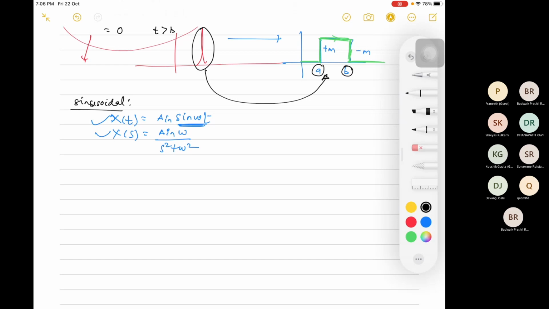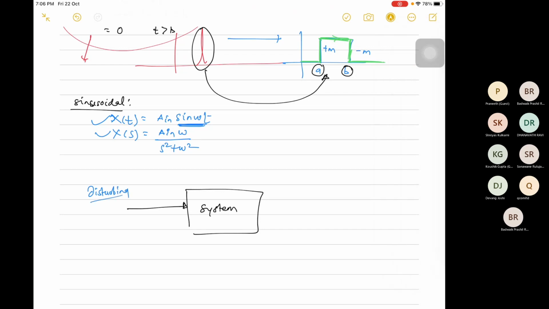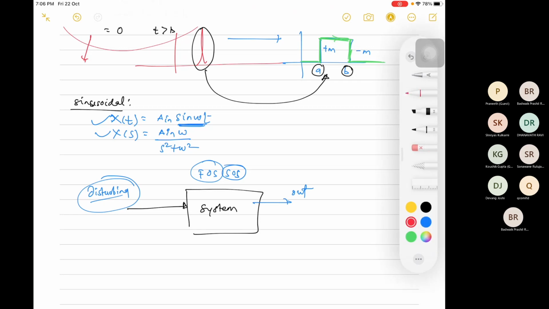So this is what we are talking about as input. That means you have a system, and you are disturbing the system with some disturbance of the type I mentioned previously. You will have a subsystem, which may be a first order system, second order system, or any order, and here is the output you are getting. So now we are done with disturbance. Next I will talk about the first order system, then the second order system.